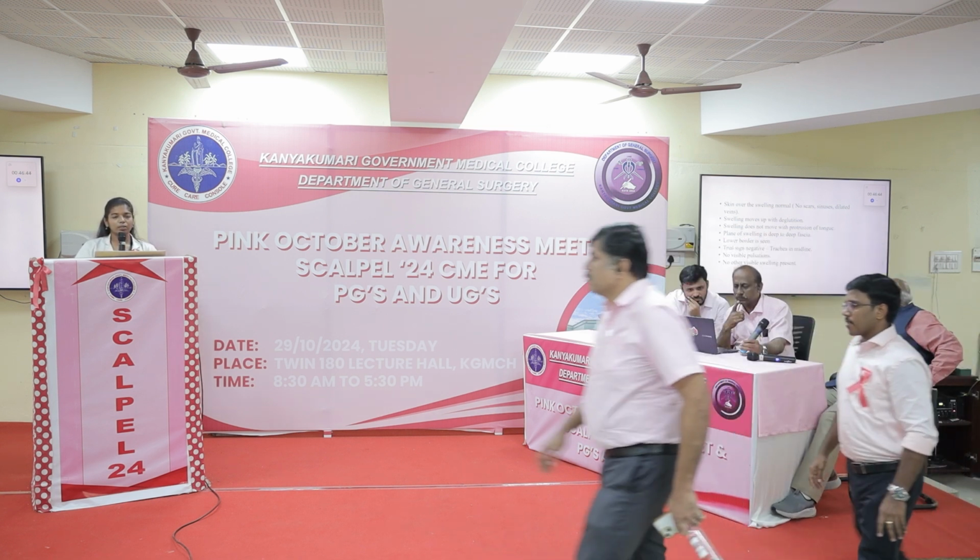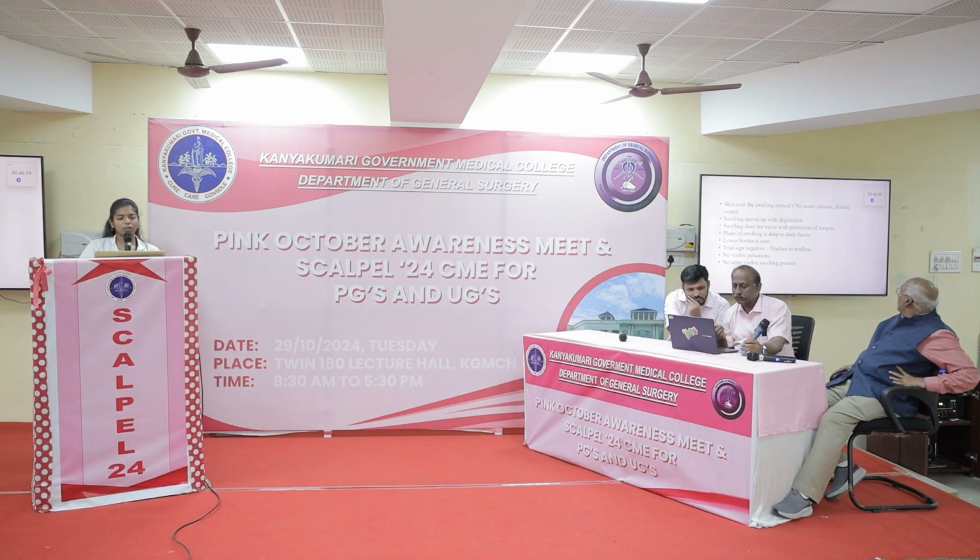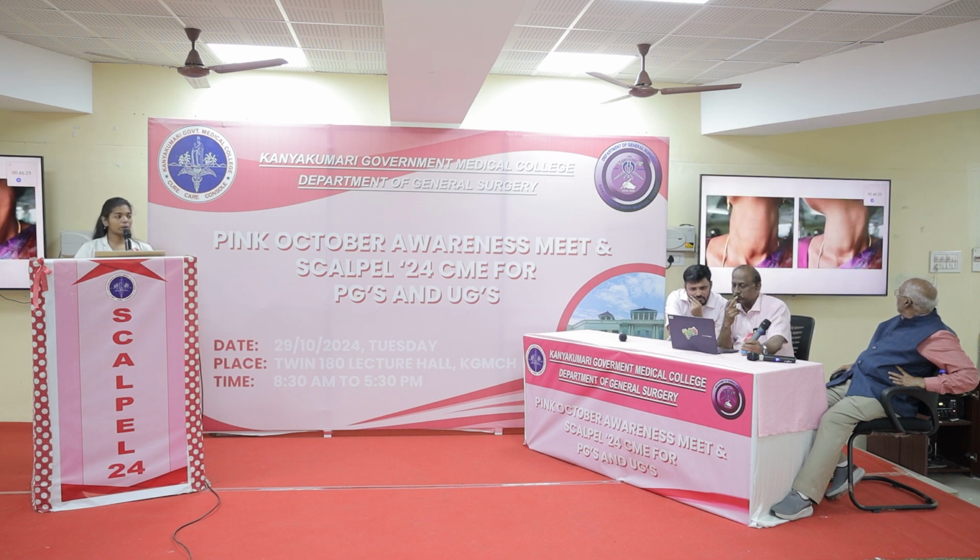The swelling moves up with deglutition and does not move up with protrusion of tongue. The plane of swelling is deep to deep fascia. The lower border is seen and the trail sign is negative, the trachea is in midline. There is no visible pulsation or any other visible swelling in the neck. This is a picture of the swelling.